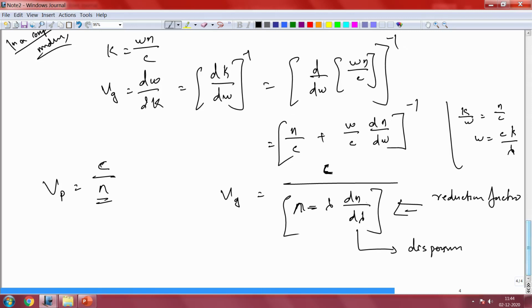applications. So this dn over d lambda can have two slopes. dn over d lambda could be less than 0, or you can have it greater than 0. When it is less than 0, we call it normal dispersion, and when it is greater than 0, we call this anomalous dispersion.